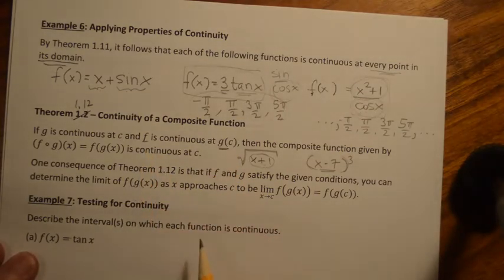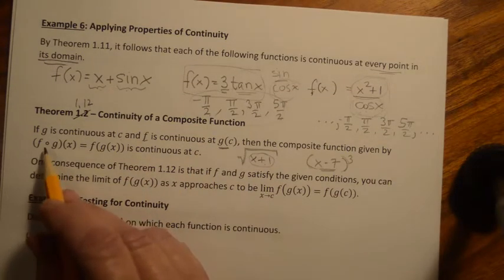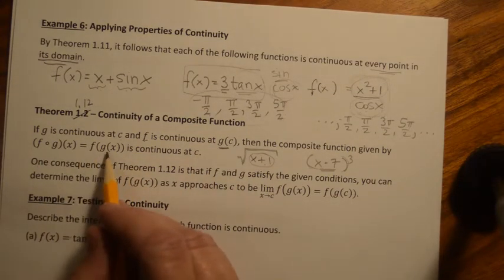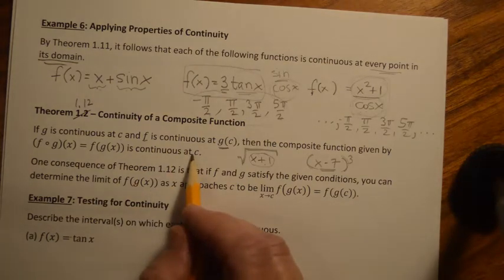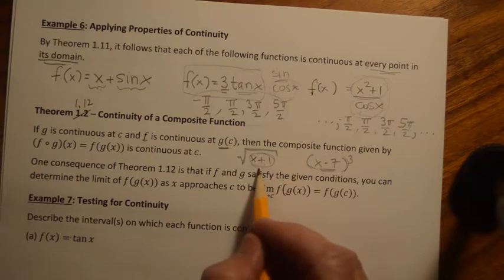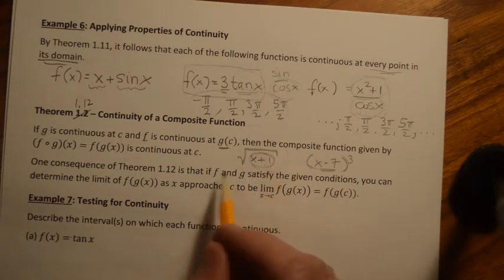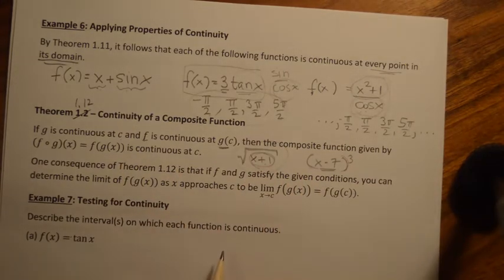This is our outer function. Then the composite function given by g of f of x is continuous at c. So again, if we've got something that's continuous in here, and then whatever we plug in is continuous in here, then the whole thing is continuous.